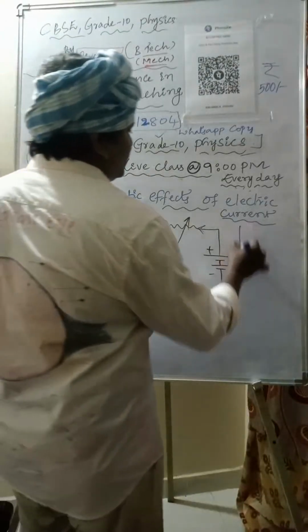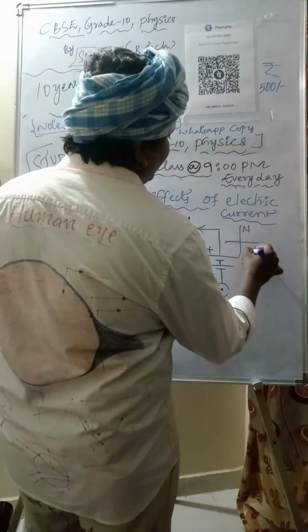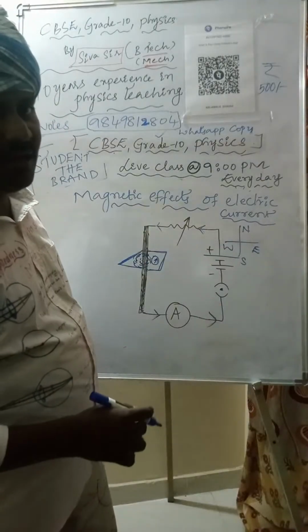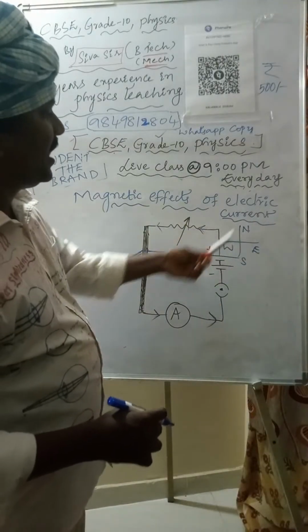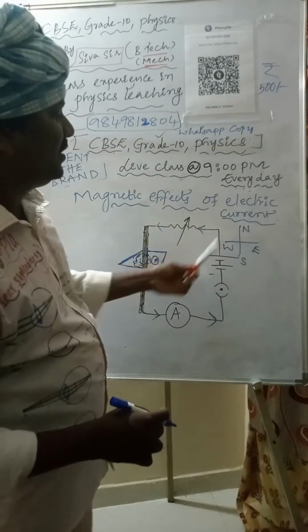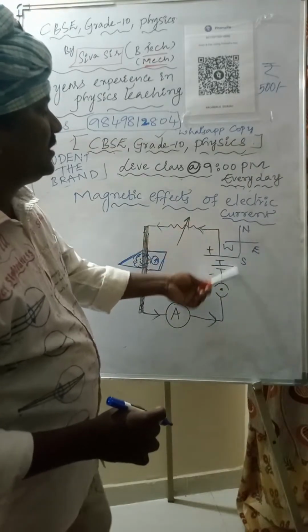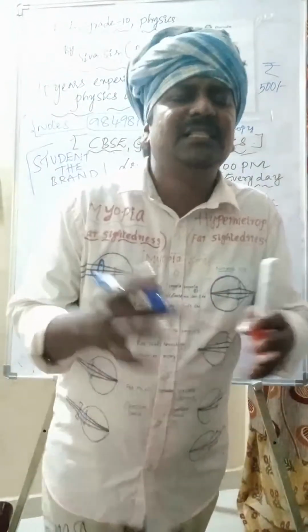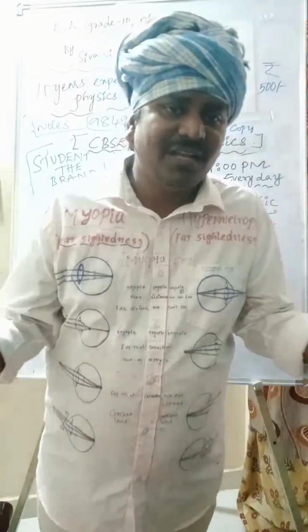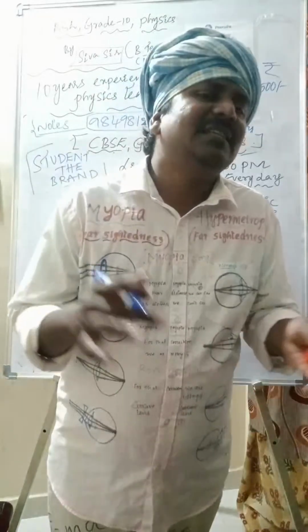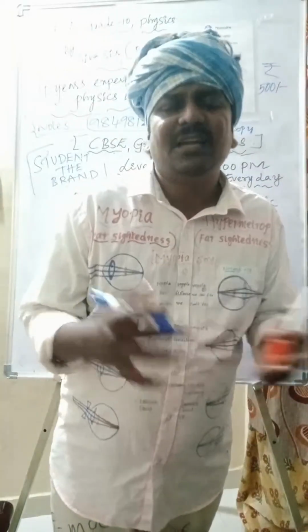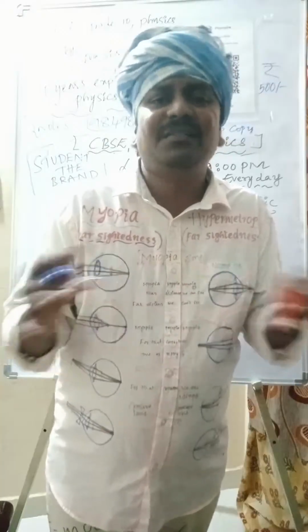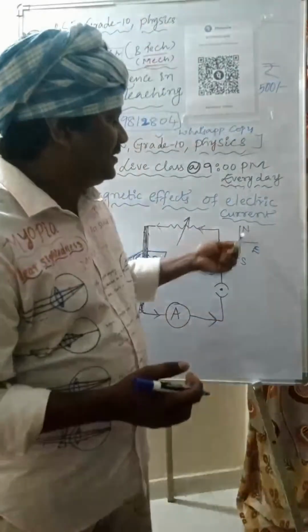So we know the north pole and south pole. This is north and this is south, east and west. So here you can see north, south, east and west.